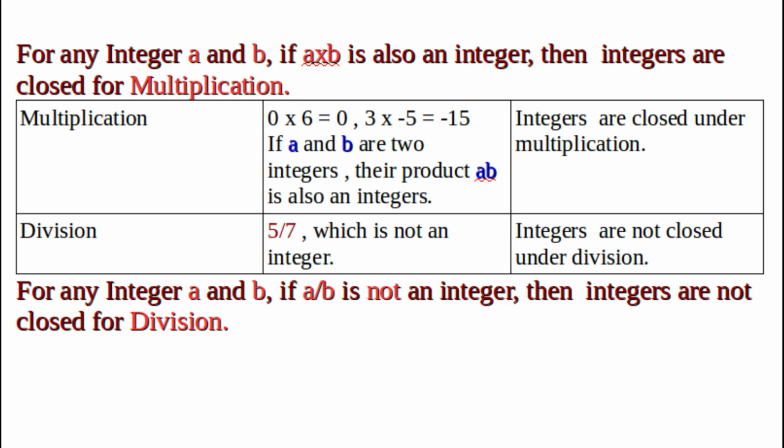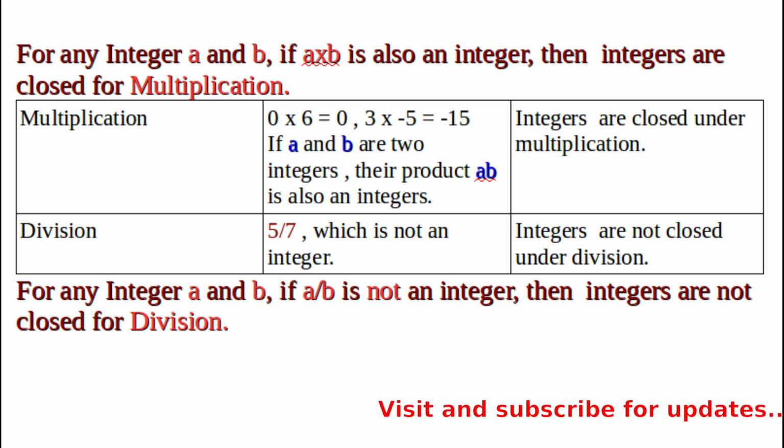Now we can consider the operation multiplication. We can consider any two integers and find their product. That product is always an integer. 0 times 6 is equal to 0. 3 times minus 5, answer is minus 15. 6 times 7, 42. 10 times minus 3, minus 30. So, the multiplication of integers is closed, or integers are closed under multiplication.